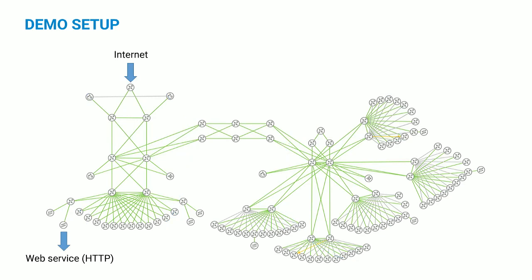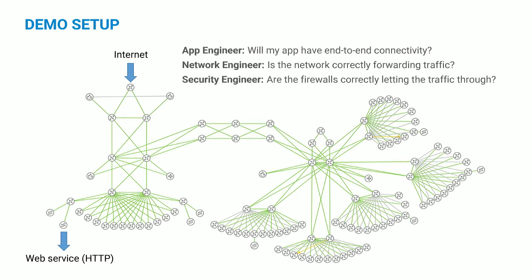In this demo, we want to bring up a web service and then make it accessible from the internet over HTTP. On the surface, this looks like a pretty simple, straightforward task. But this seemingly simple task is actually quite nuanced. Behind the scenes, there are multiple stakeholders who all have different responsibilities and concerns.